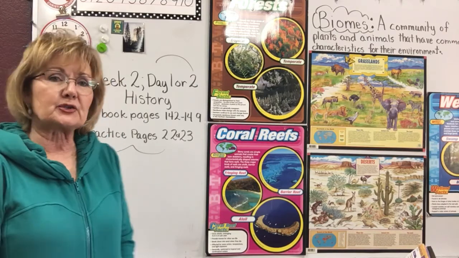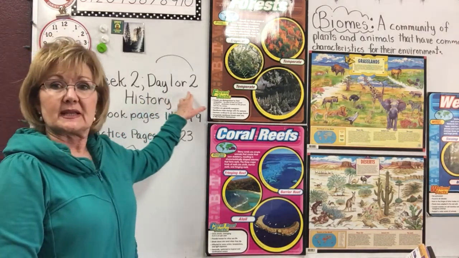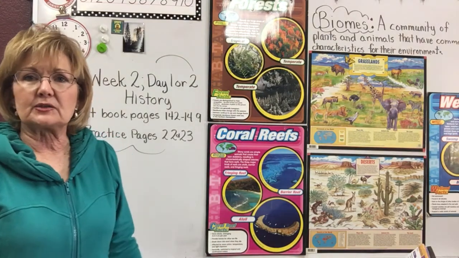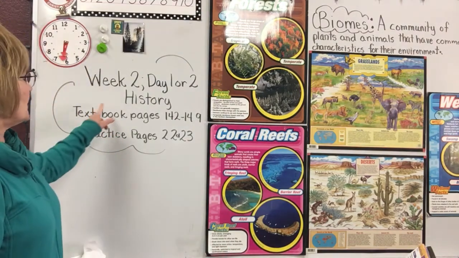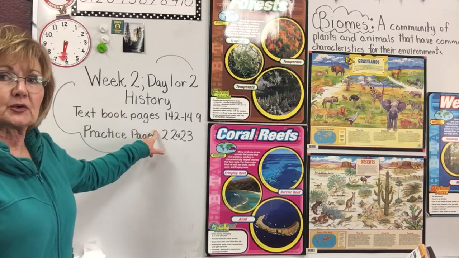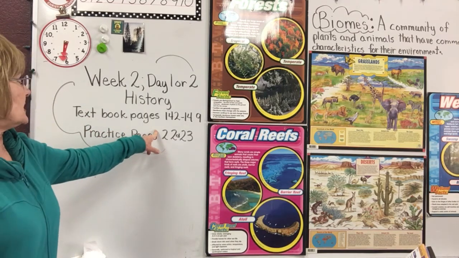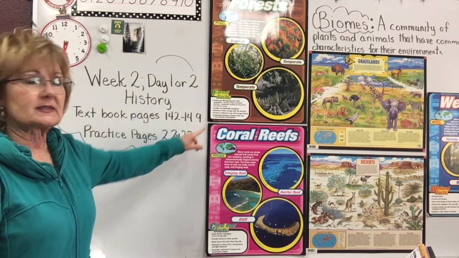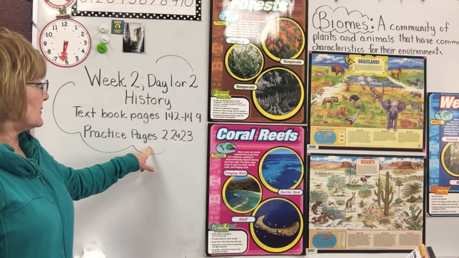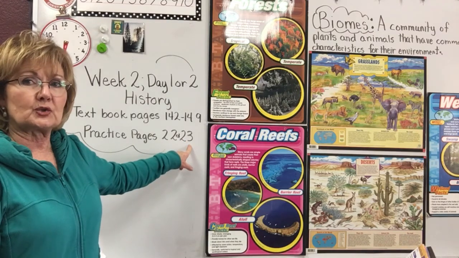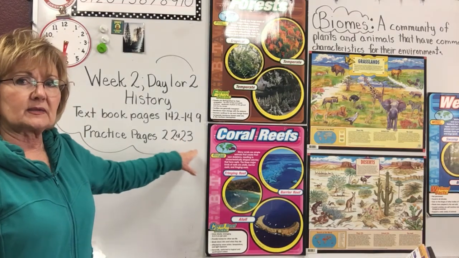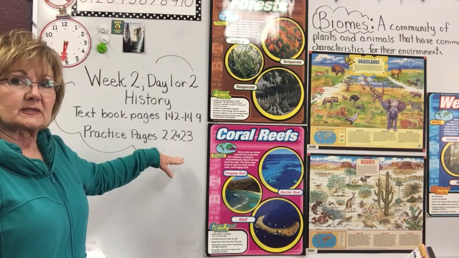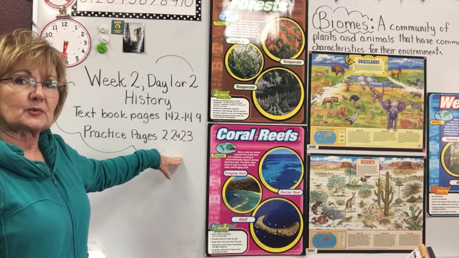We're on week 2. This could be done day 1 and or day 2. If it takes you a couple days to do it, that's perfectly fine. So you'll need your textbook, your green anthology for history. We're going to read pages 142 through 149 together. Then you're going to have out your practice pages 22 and 23. And again, this could be done over a 2-day period if you would prefer. So you can get those items ready and come back.